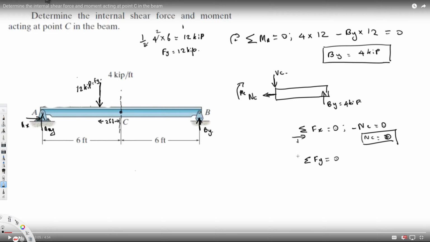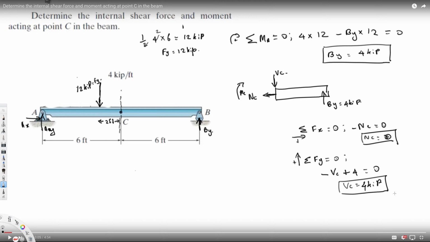And if I take the vertical forces, it's also equal to 0. If I take the upward direction positive, we have two forces acting on this object: one is the shear force and the other one is By. The shear force is acting down, so it's going to be minus VC, and By is acting upward, so it's going to be plus By, which is 4 kilopascal, equal to 0. From this, it's a direct answer. VC is going to be equal to 4 kilopascal. Now we have found the shear force.